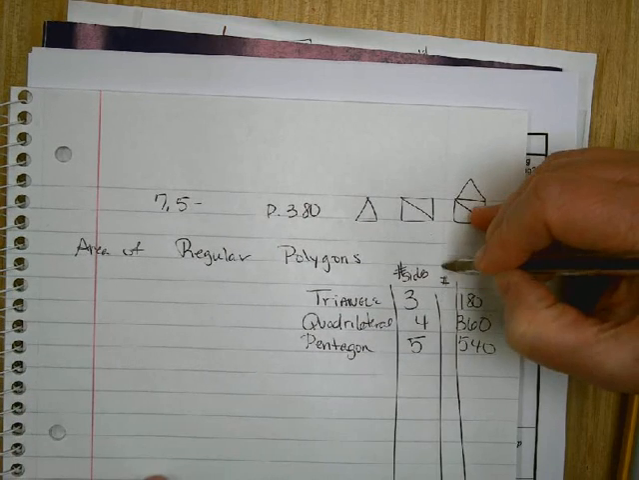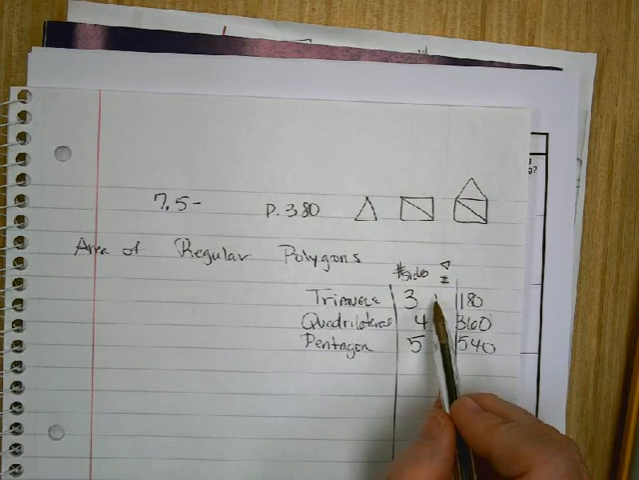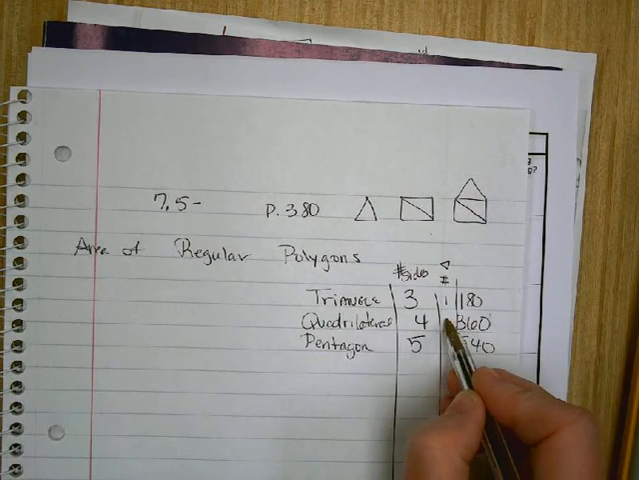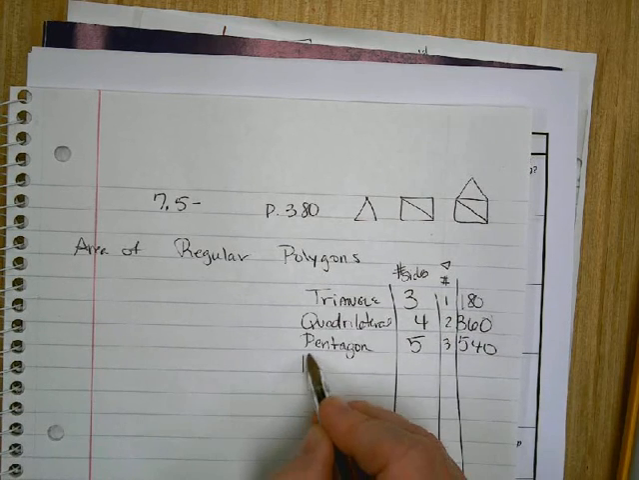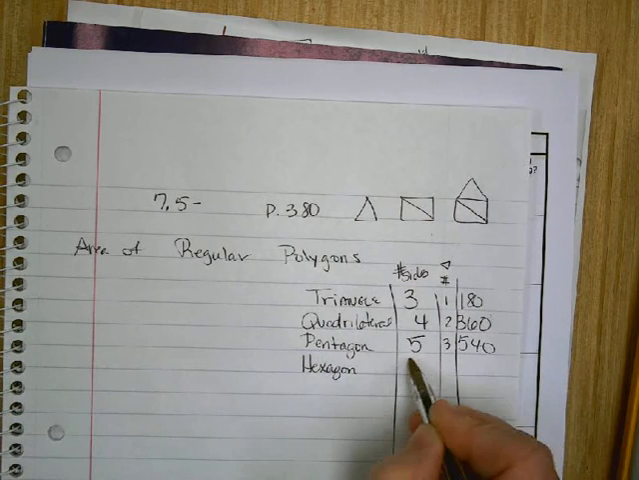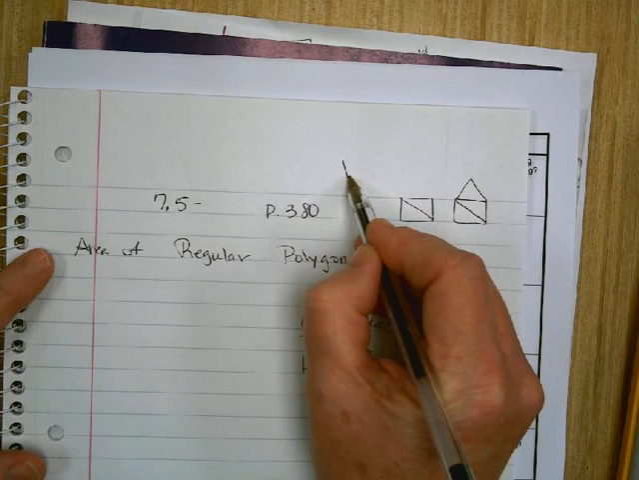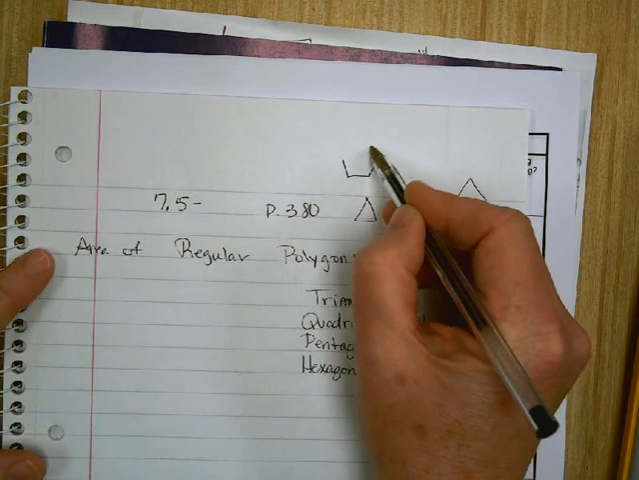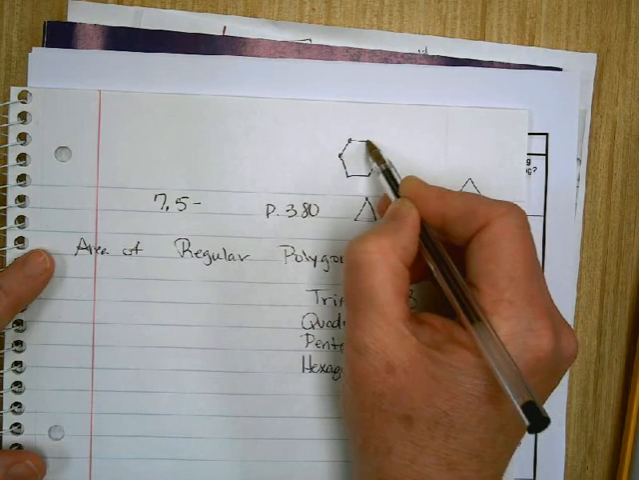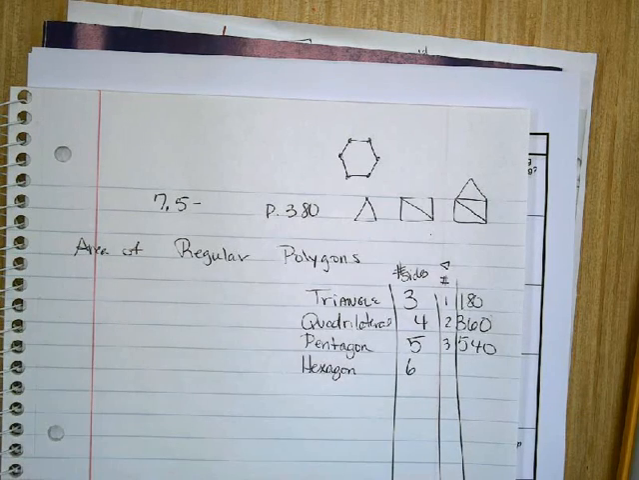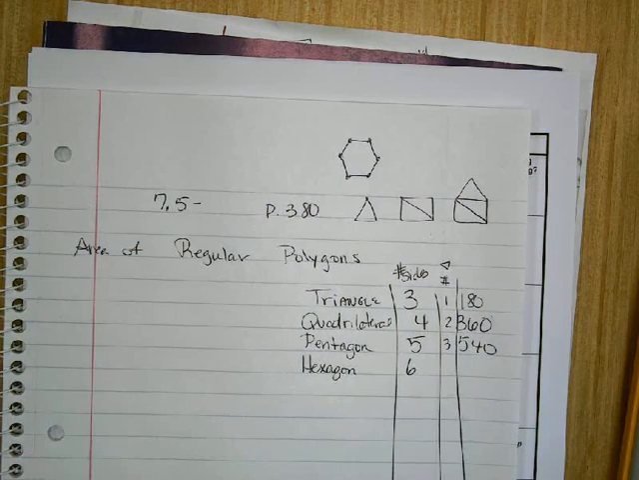Number of triangles. How many triangles are in a triangle? How many triangles are in a quadrilateral? How many are in a pentagon? 3. Hexagon has 6 sides. Let me see if I can draw this. Bear with my drawing, please. It's my attempt at a 6-sided figure. What's the least amount of triangles I could use to build it?